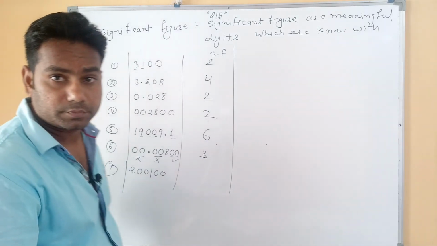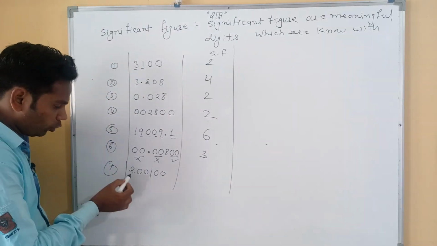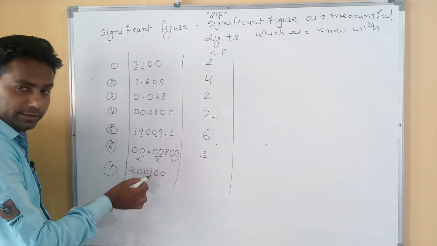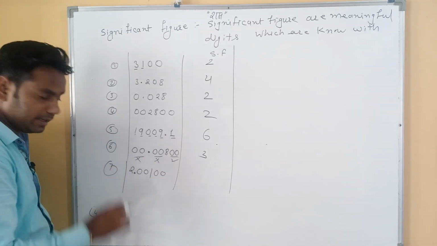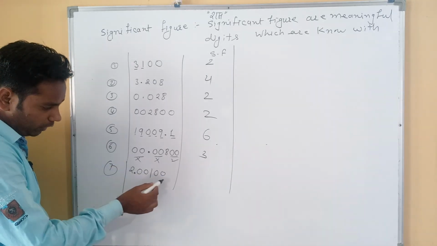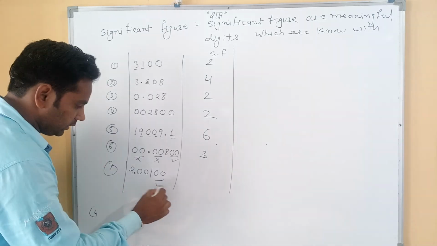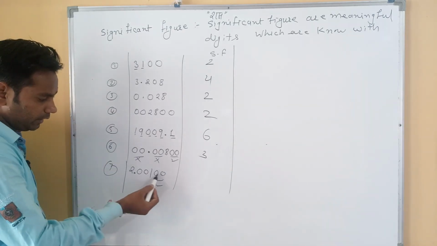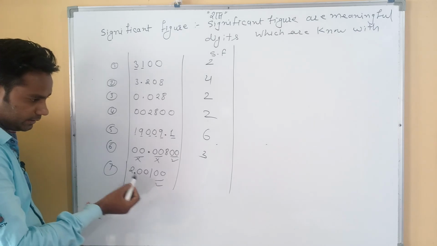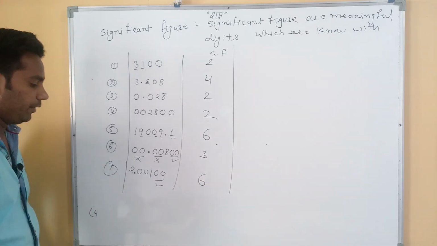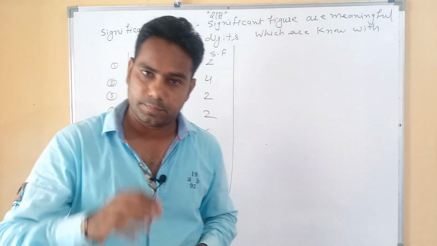Done. Then 2.00100, a decimal point is also there. So these zeros are also significant. So our total is 1, 2, 3, 4, 5, 6. So here significant figure is 6. Done.